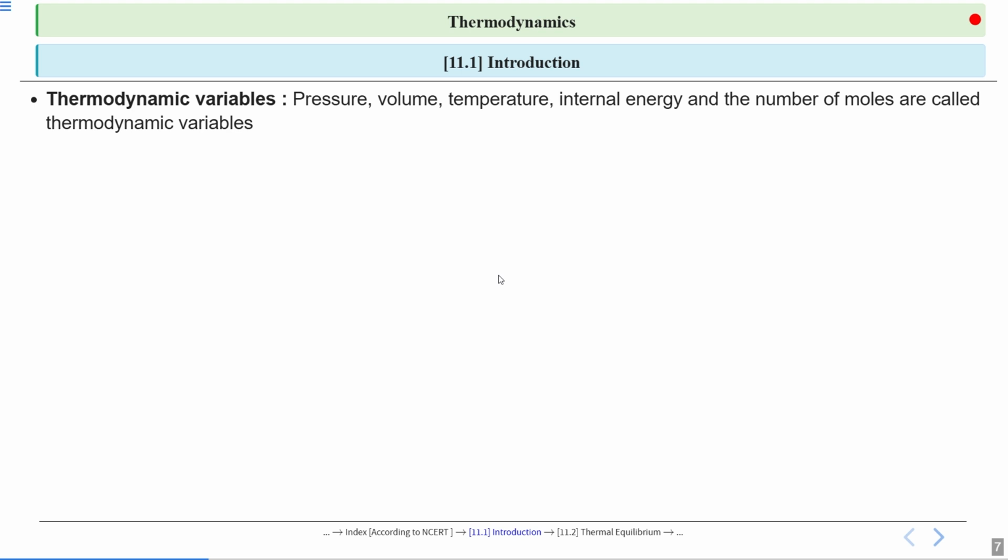Thermodynamic variables: pressure, volume, temperature, internal energy, and the number of moles are the thermodynamic variables. About these variables, we will learn more briefly in upcoming slides or lectures.